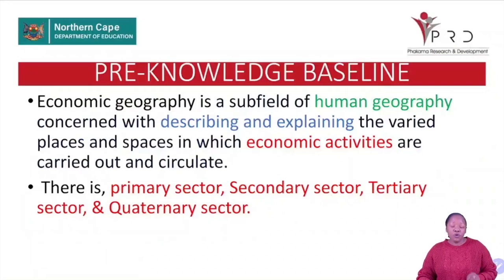Then also, you have learned about the sectors that make our South African economy. In these sectors, we are including the primary sector, the secondary sector, the tertiary sector, as well as your quaternary sector. So these are the 4 sectors that make our South African economy, which means these are the sectors that South Africa uses to generate its income.